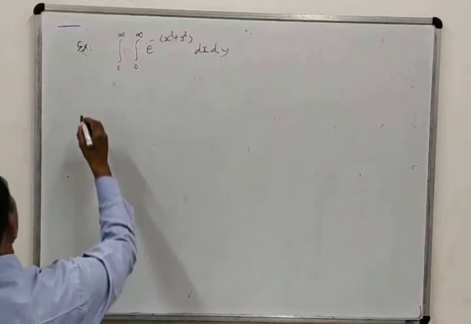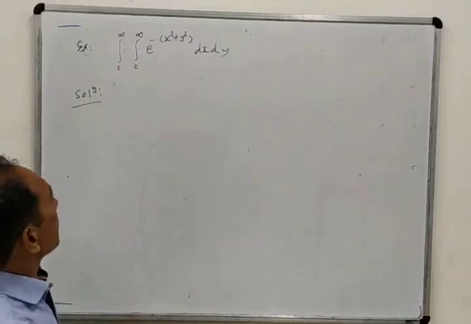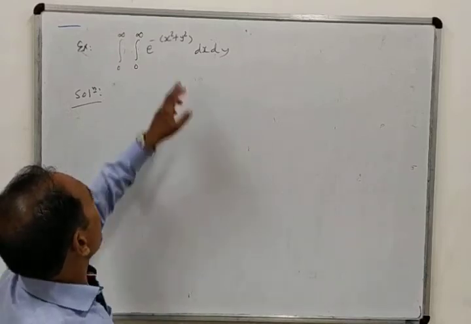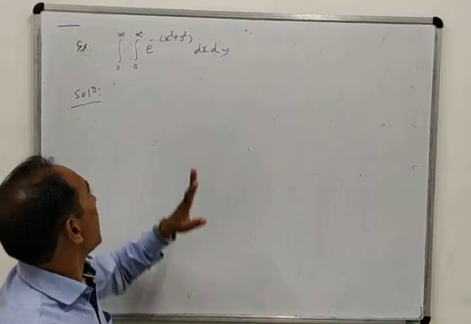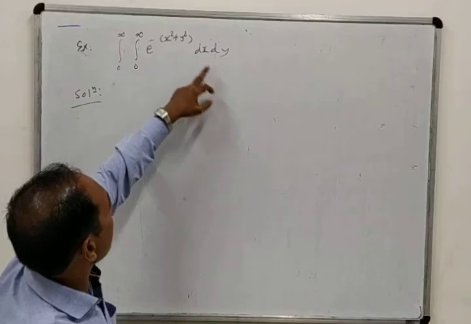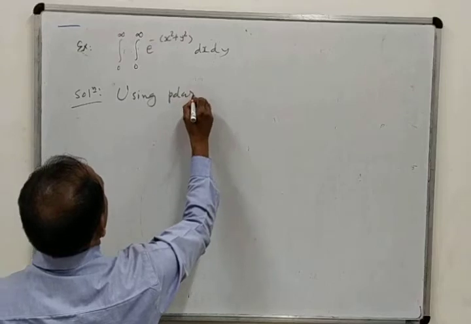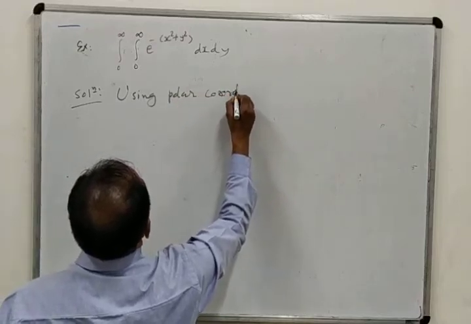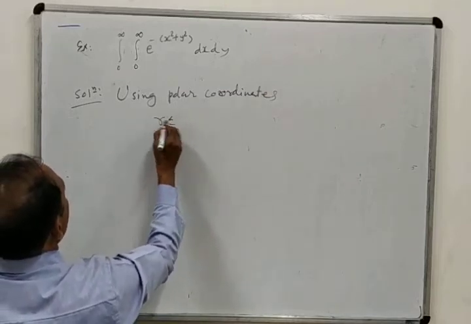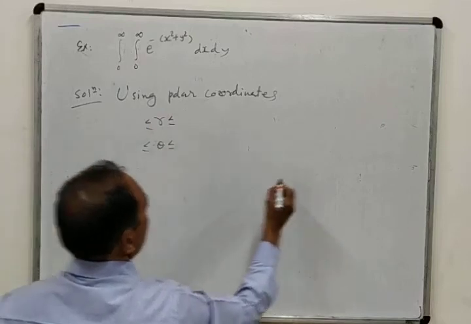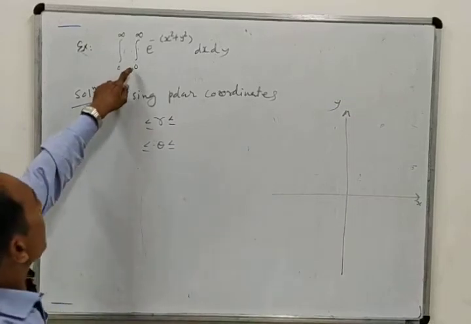But to do this, what will we do here? We will have to draw the figure because limits are very important. It is not as simple as putting x square plus y square equal to r square and r dr d theta. This is not the only task, because when you convert this into polar form, limits will also change. Using polar coordinates, we will have limits for r and theta. But we will have to draw the figure. How will we draw the figure? It can be drawn from these limits.